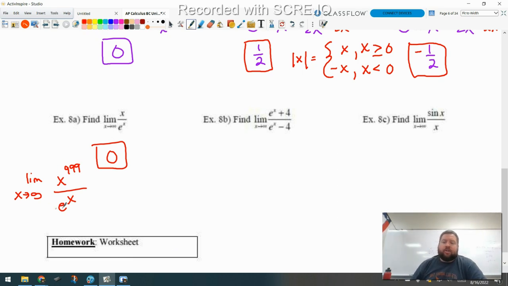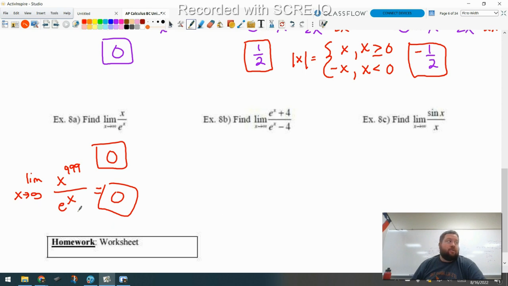An exponential function is always more powerful than a power function, than a polynomial function. Always. Doesn't matter if this exponent is a billion. The exponential function, when x gets really, really big, will eventually overtake the power function. So that would be bottom heavy. That would be equal to 0 as well.